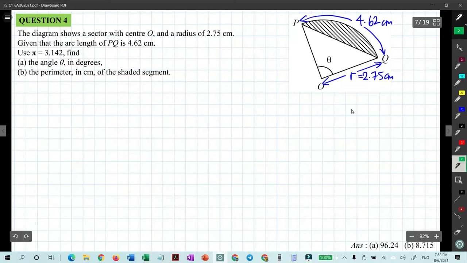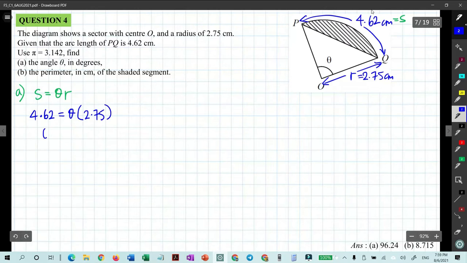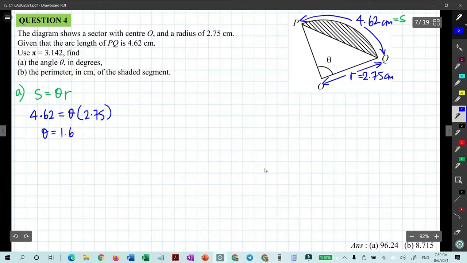And we know that theta, r and s is connected by this formula s equals theta r. So by substituting the values of s, theta and r, you can find the value of theta. So s is actually 4.62 equals theta times r, which is 2.75, and theta equals 4.62 divided by 2.75, and the answer is 1.68 radian.